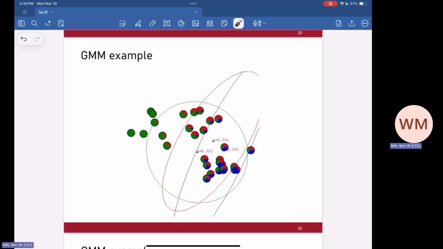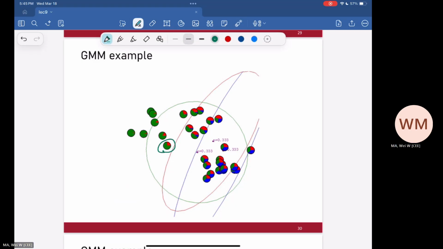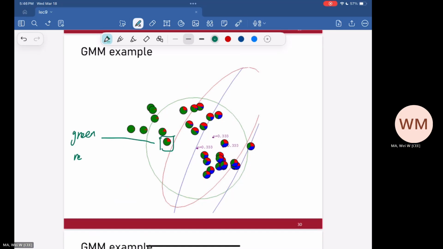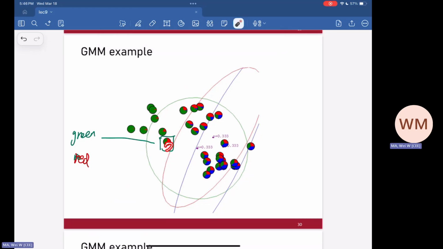So basically, let me give you an example. For example, this one. Let's talk about this one. If it belongs to the green, then we can calculate the probability density given it's green. And it can also be in red. So for this data, you don't know which Gaussian distribution it was sampled from, right? Because the support of a Gaussian distribution is all real numbers, right? So for this data point, it can be sampled by any of these three Gaussian distributions, right?